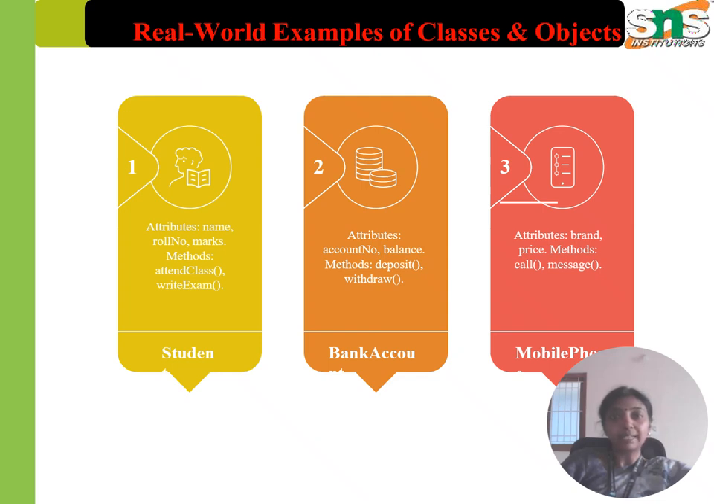Real-world examples of classes and objects. The first thing is Student, which is a class. The attributes are name, roll number, mark, and the methods are attendance, exams. These are all the attributes of the class, properties of the class. Next thing is bank account. The attributes are account number, balance, and methods are deposit, withdraw, etc. Mobile phone, the attributes are brand, price, and methods are call and message. These are all the real world examples of classes and objects.